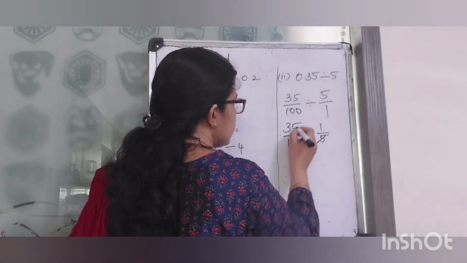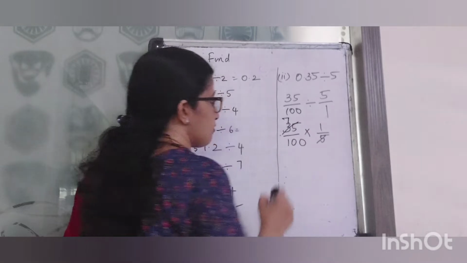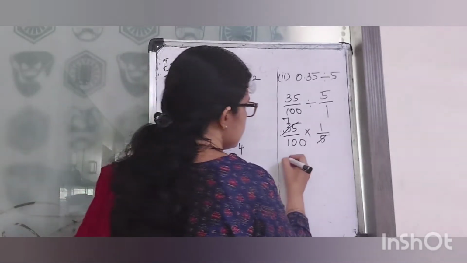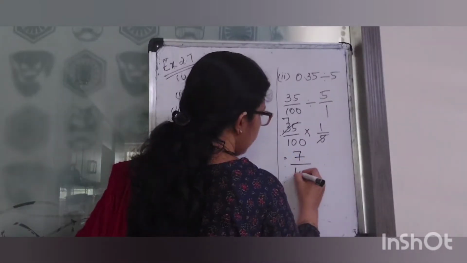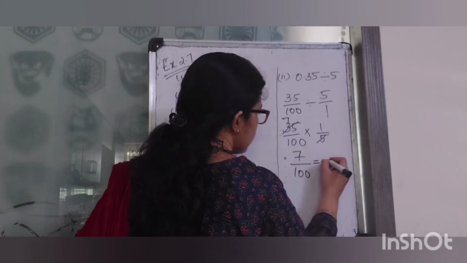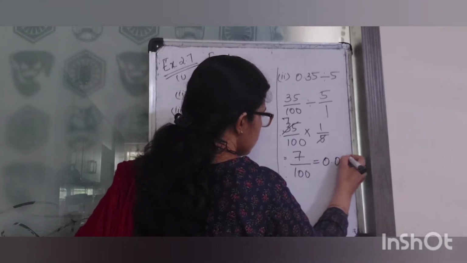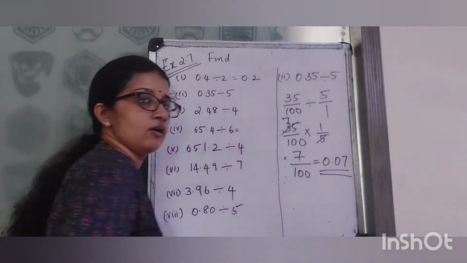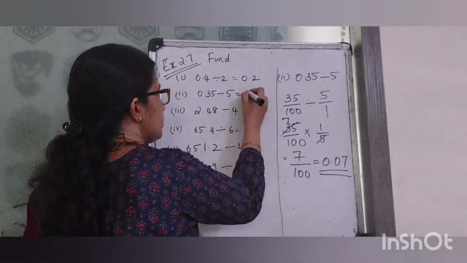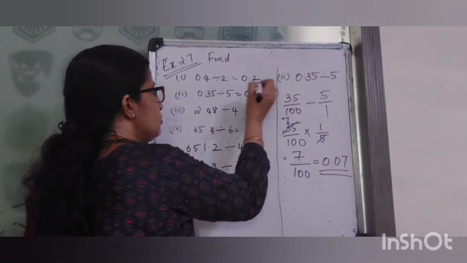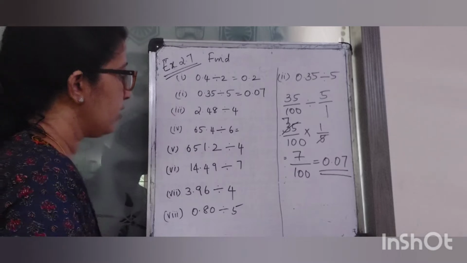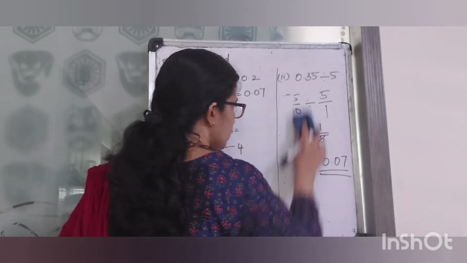Now we can cancel this 5 and 35, and you will get 7. So the answer is 7 by 100, which is equivalent to 0.07. So the answer for the second one is 0.07. Now let's move on to the third problem.